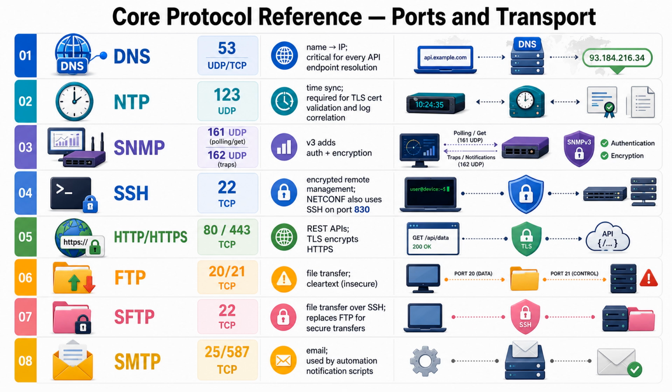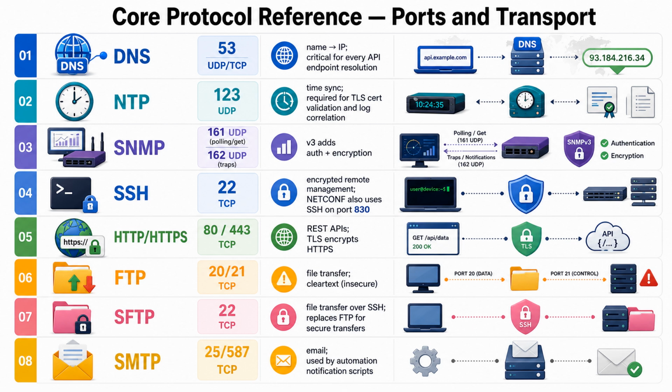HTTP is port 80 TCP. HTTPS is port 443 TCP. Every production REST API call goes over HTTPS on 443. Always. HTTP is unencrypted and you should never send API credentials over it.